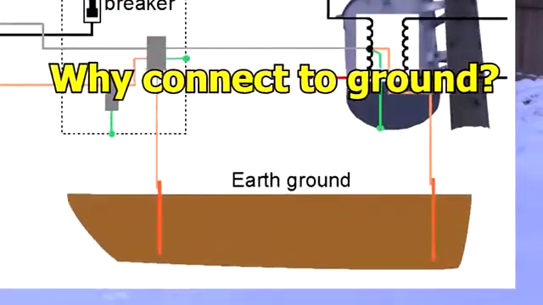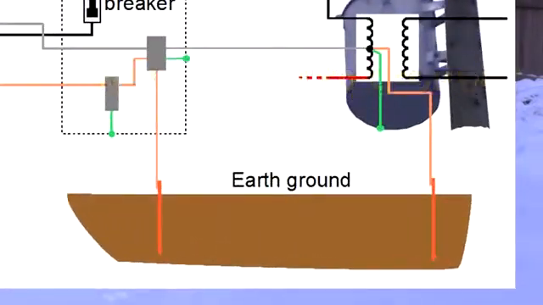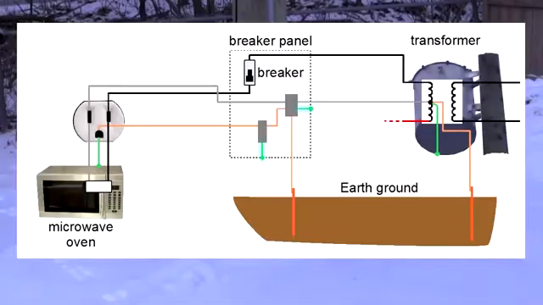Now back to why we're connecting wires all the way to earth ground. One reason has to do with lightning. Remember that the breaker panel case is connected to ground, and so is this microwave oven's case. When lightning strikes nearby, those cases can become charged. By connecting to earth ground, that charge bleeds away to the ground, keeping the cases safe to touch.